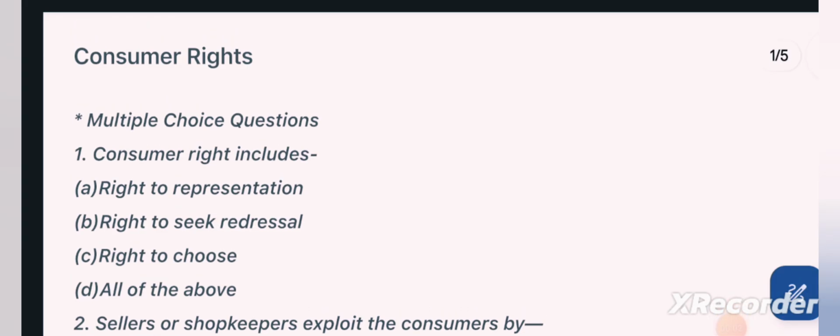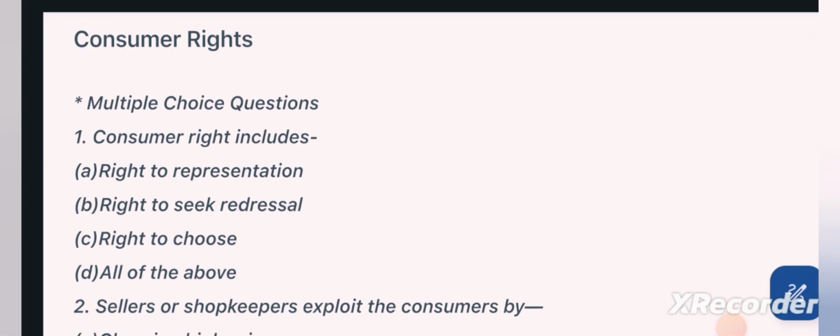So here are some questions on consumer rights. There are 20 multiple choice questions for your test. Let us start the test.